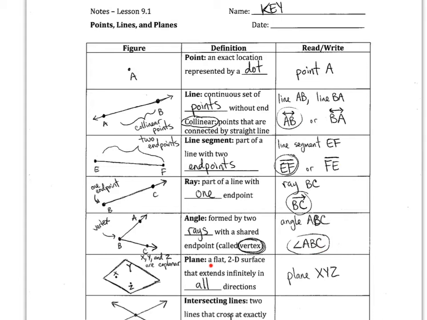A plane is a flat 2-dimensional surface that extends indefinitely in all directions. So this would be a plane. It's 2-dimensional. X, Y, and Z are considered coplanar because they're all on that same plane. This is the plane right in here. If there was a letter right outside of here, it would not be coplanar. It would be outside of the plane. So these are all inside of the plane, so it's coplanar. So this would be plane XYZ.